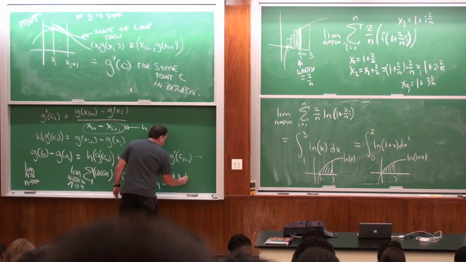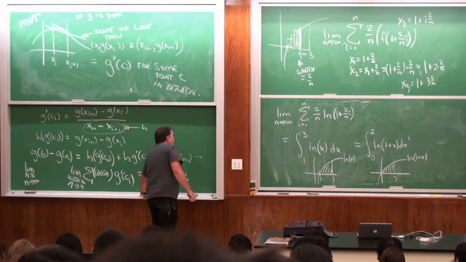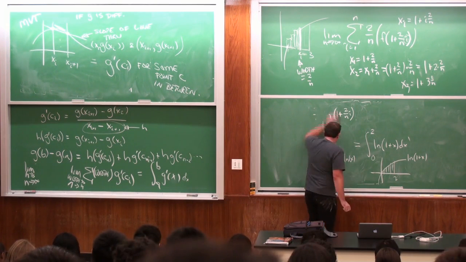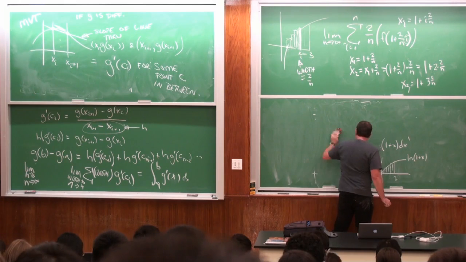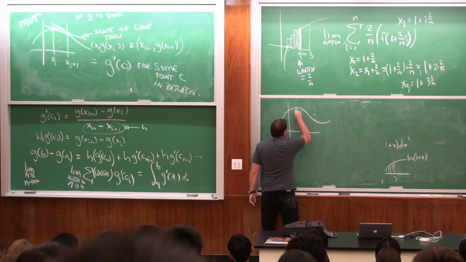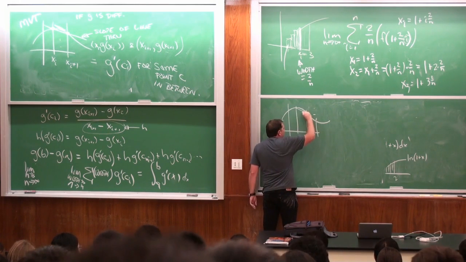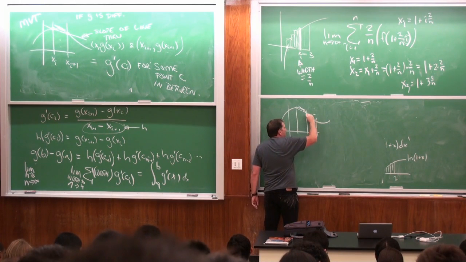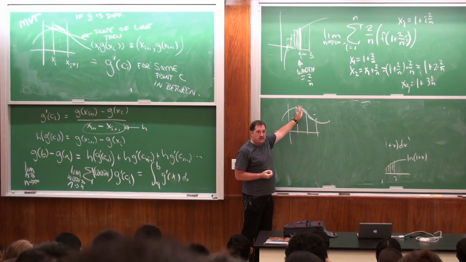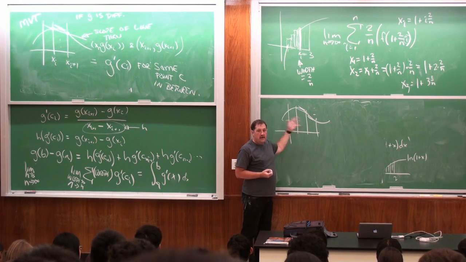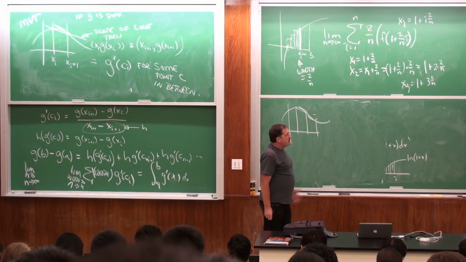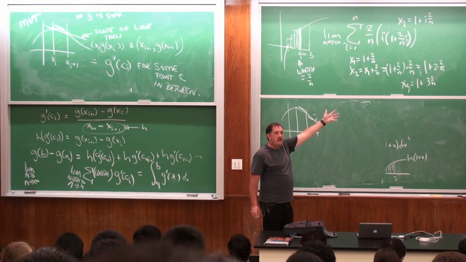So, it's magic. In other words, in terms of the picture, I've got this thing, and I replace each of these with the slope of some place in between, and then I let them shrink to 0, so I'm adding up more and more slopes. And I get the area. So it's magic. So this tells me that I can just do antiderivatives to do integrals.